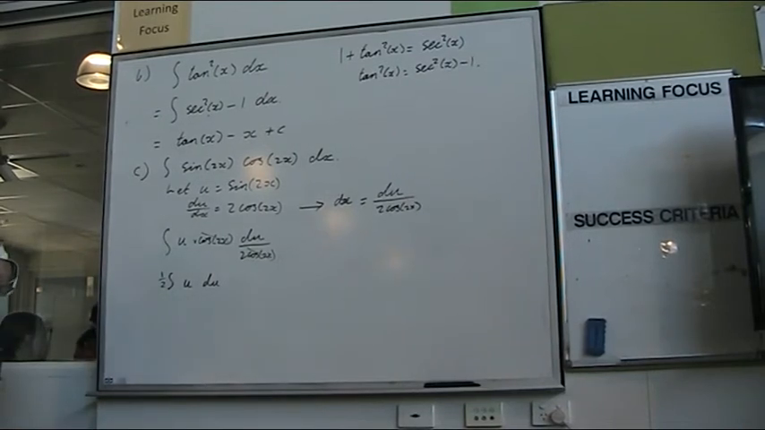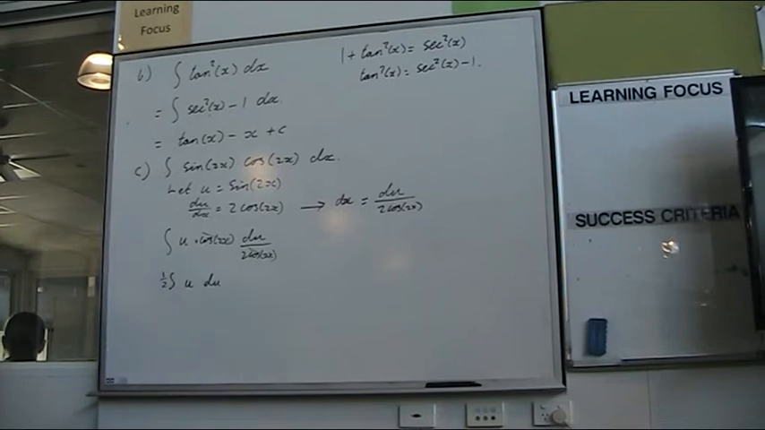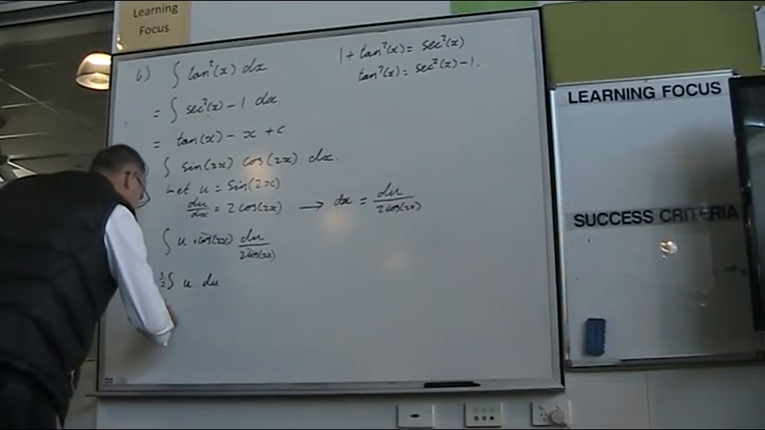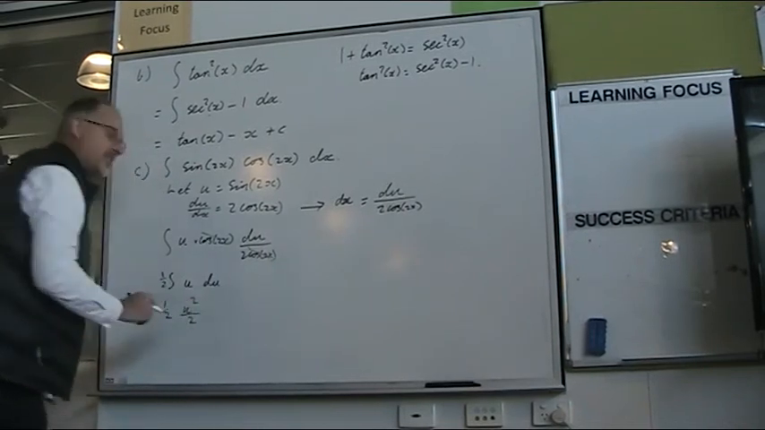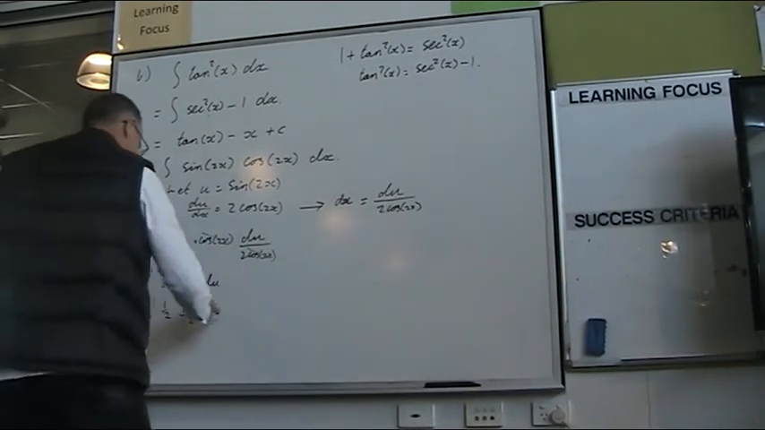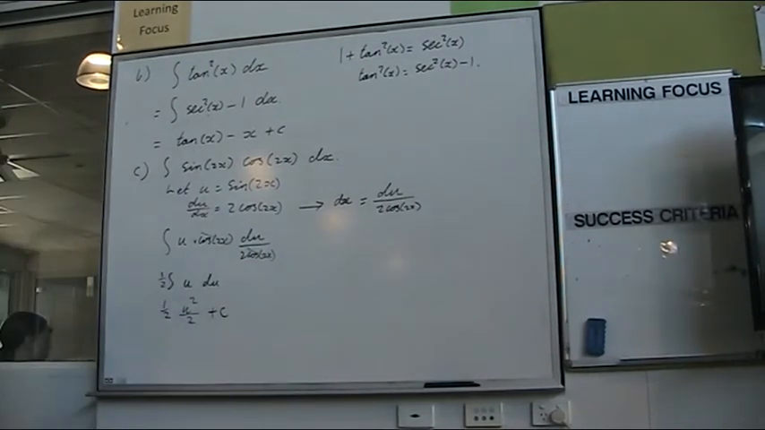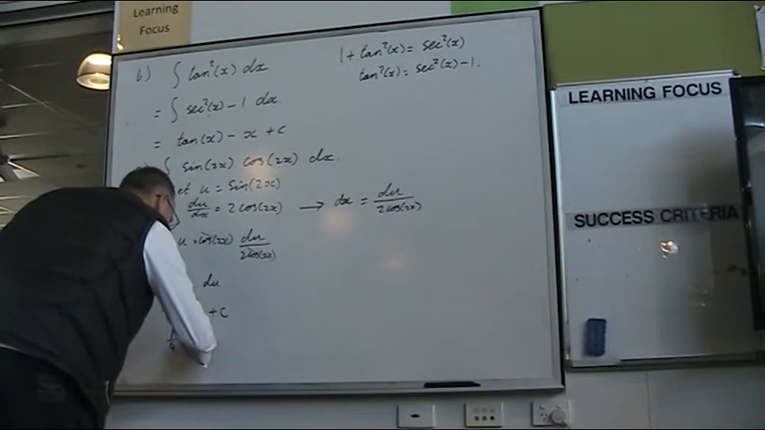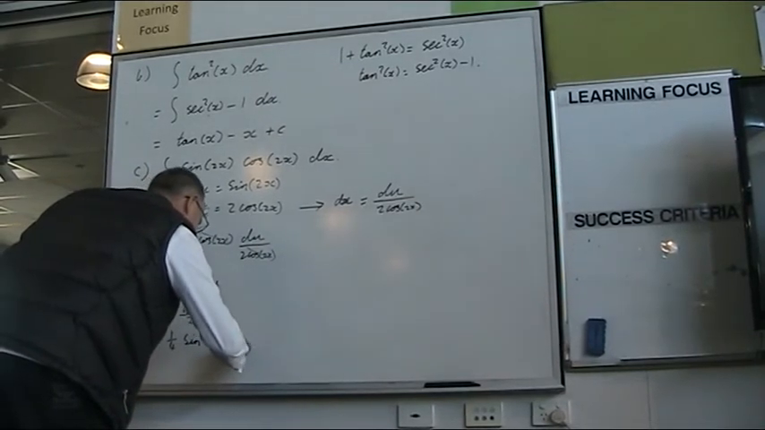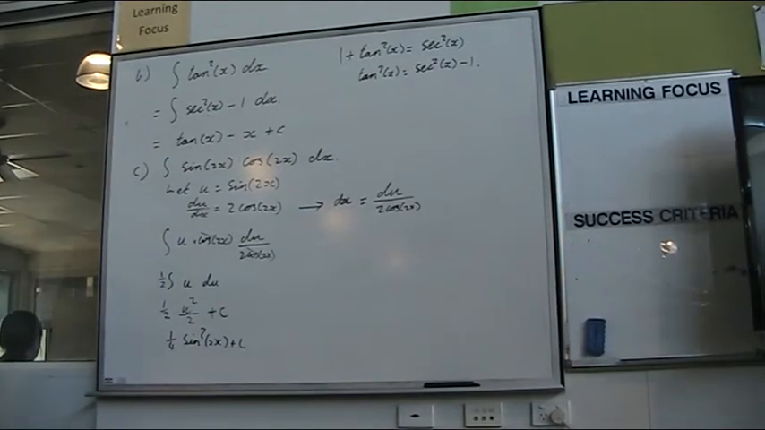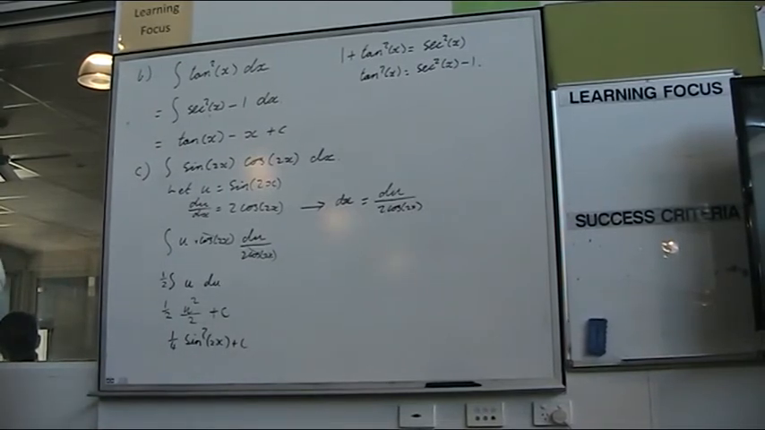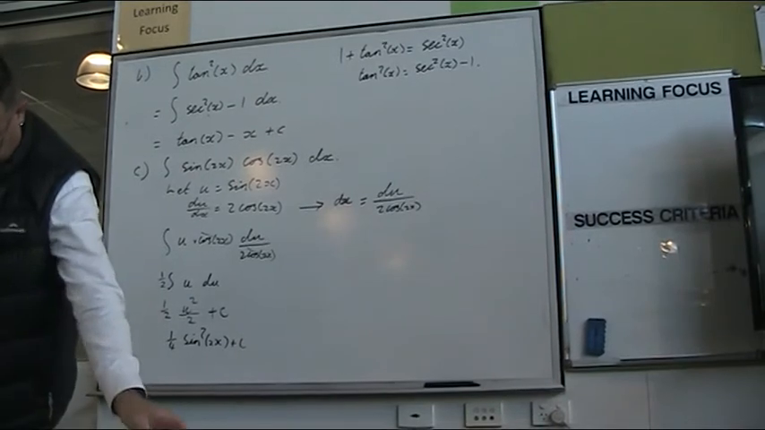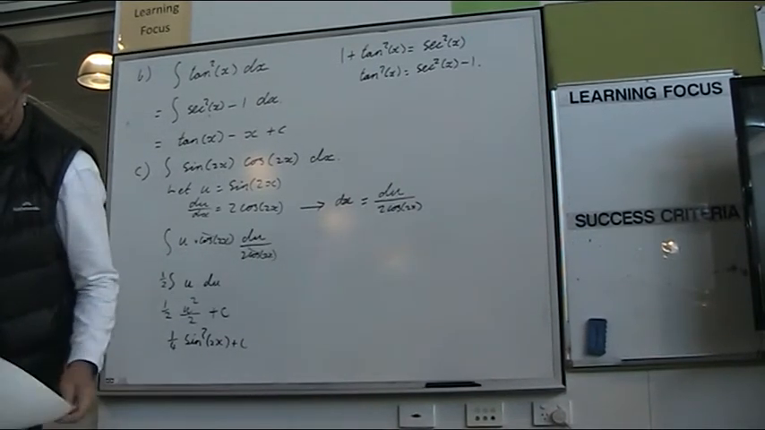All right, so the antiderivative of u is u squared on 2 plus some constant. And you've got a 2 there, a 2 there, so 2 2's are 4, so it's 1/4 of sine squared 2x plus some constant. Yes, no, maybe? All right, let's start having some fun.